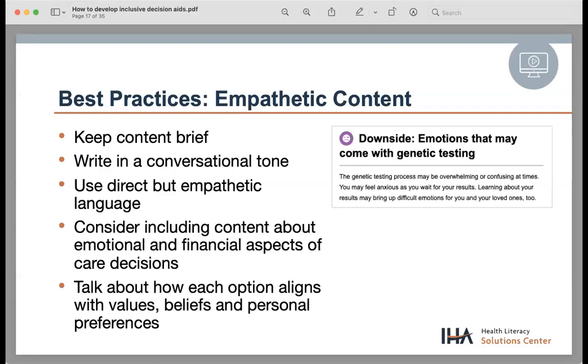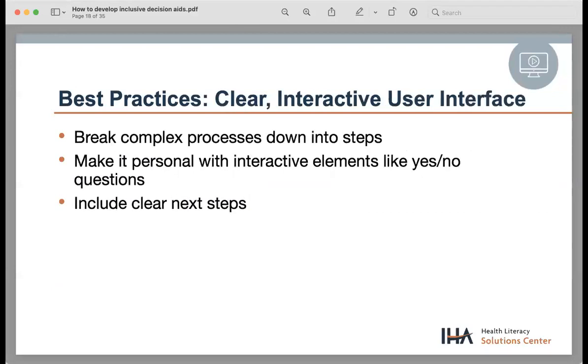And finally, talk about how each option that's presented in the tool aligns with values, beliefs, and personal preferences. Again, just linking those logistical decisions and factual decisions and pros and cons back to what's most important to the user, what they value, and helping them think through their personal preferences based on their own experience. And next slide.